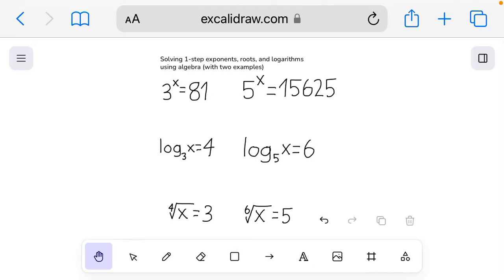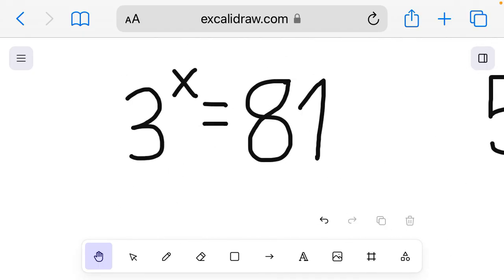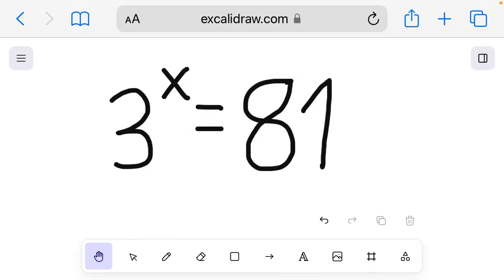Hello, in this video I'll show you how to solve one-step exponents, roots, and logarithms using algebra. But this time we're going to show you two examples. So let's get started with 3 to the power of x equals 81. So how are we going to do this?